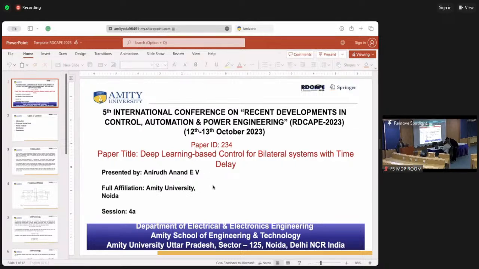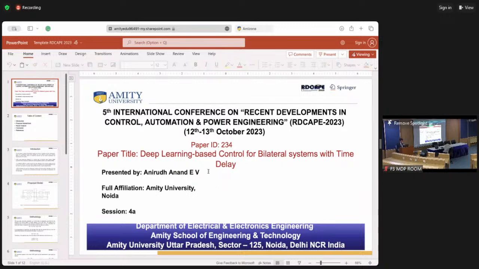First of all, I wish the RDCAPE team well for this great event, and Professor V.K. Tayal is chairing this session. I have paper 234, and I am doing this work with my postgraduate students, Anirudh Anand E.V. and myself, Rohit Singla. Today I am going to present this work.